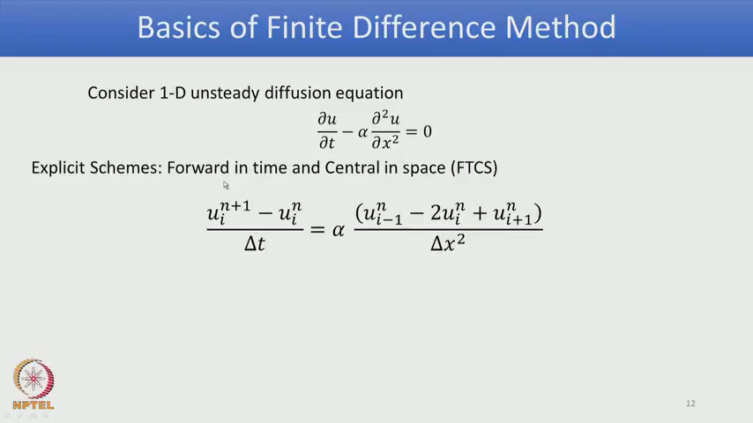So, what we said is forward in time. You can understand it is forward in time: n plus 1 minus n is how you should try to understand it. So, u of i, n plus 1 and u of i, n are the same variable at the same x location, but at different time levels, and that is why it is forward in time, levels n plus 1 and n. Similarly, central in space means it is central only in space.